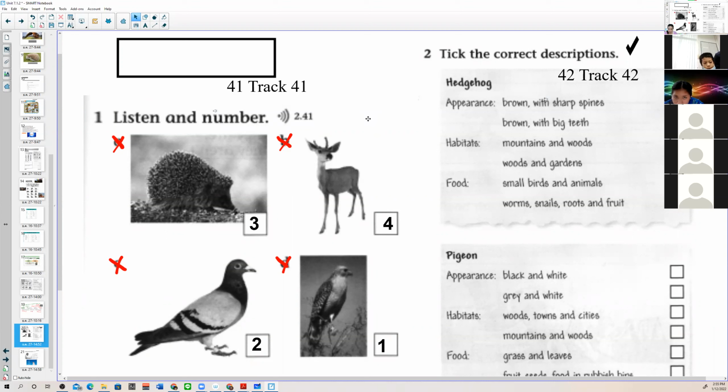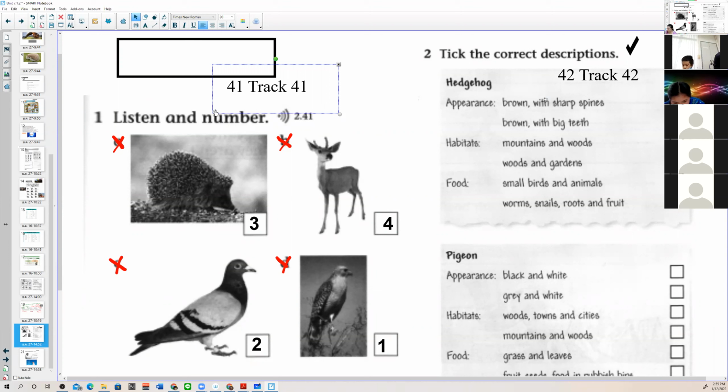Look at the picture in your book, right? In your book, you write number 1 at the hawk, right? Look at the hawk and then listen to the descriptions of each animal one more time, okay?